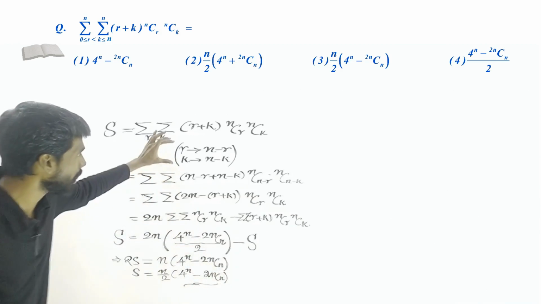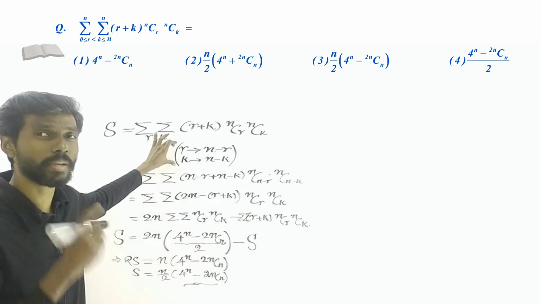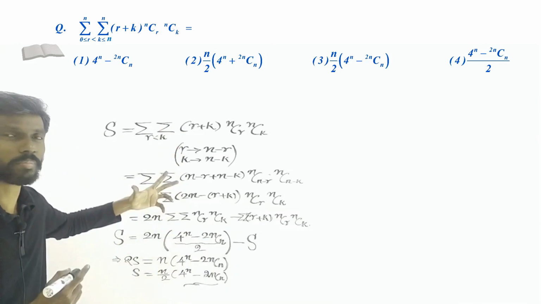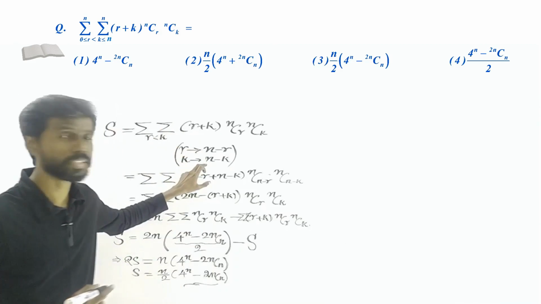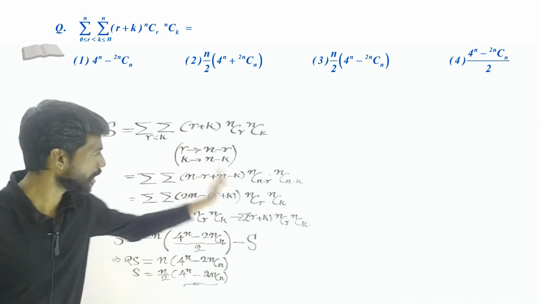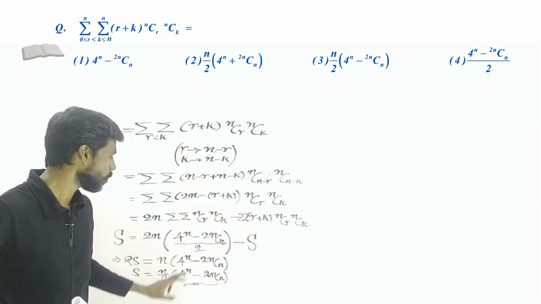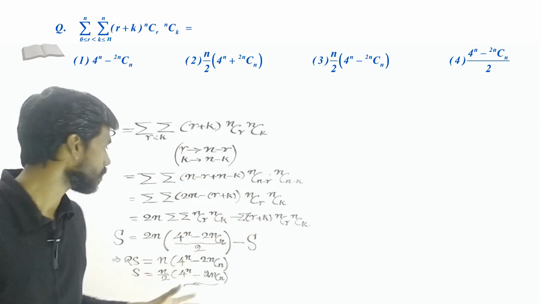This particular idea we have already used in some question. The same idea we use here, but here with two variables: n minus r, n minus k. Then we get the same series again. Combining that, we get this result: n by 2 times 4 to the power n minus 2nCn. That is the answer to the question.